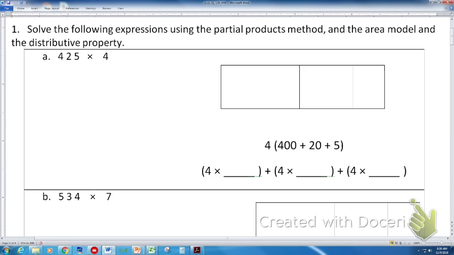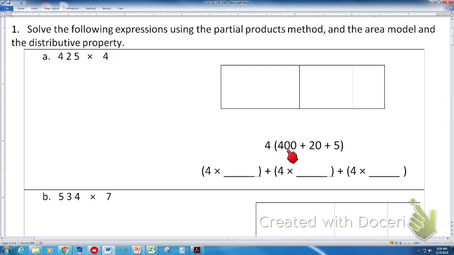We're going to be looking at several problems here using a couple different methods. First one we're going to be using is the area model method using the distributive property. So in this problem it's 425 times 4. At the bottom here we have what the distributive property looks like: 4 times 425.